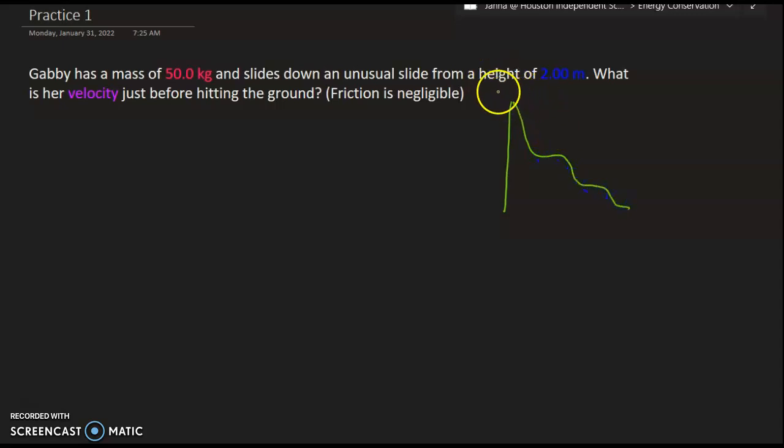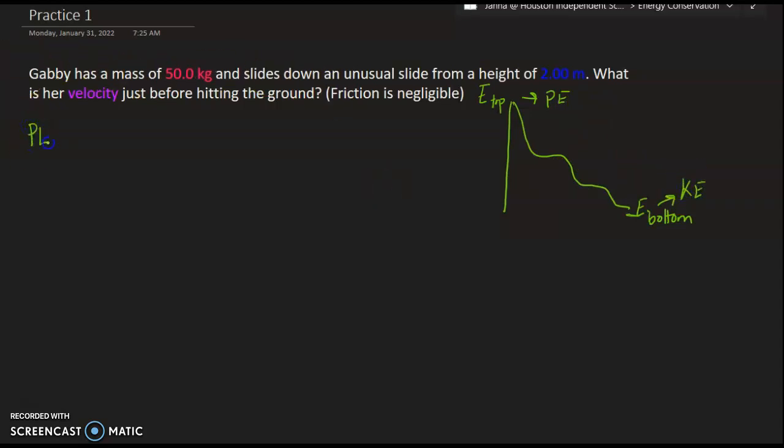According to energy conservation, all the energy she has in the beginning, energy at the top of the slide, will equal the total energy she has at the bottom of the slide, as long as friction is negligible. So at the top, she's not moving, so she only has potential energy. At the bottom, she's sliding down and she's at the ground, so she no longer has potential energy. All of this potential energy becomes kinetic energy, the energy of motion.